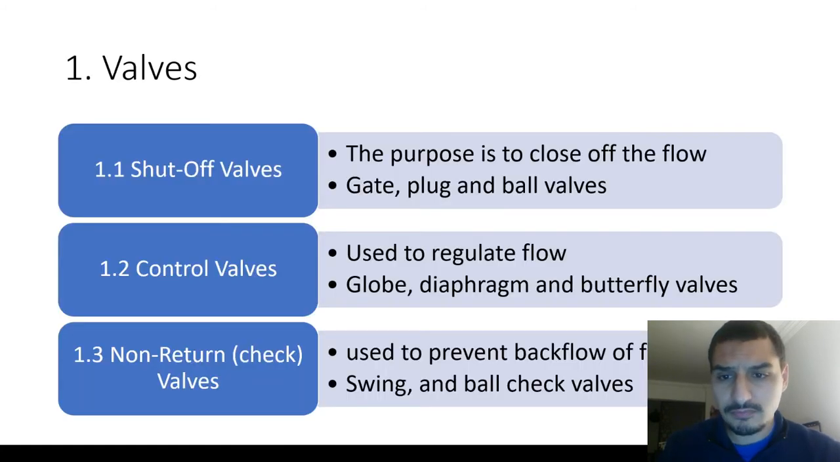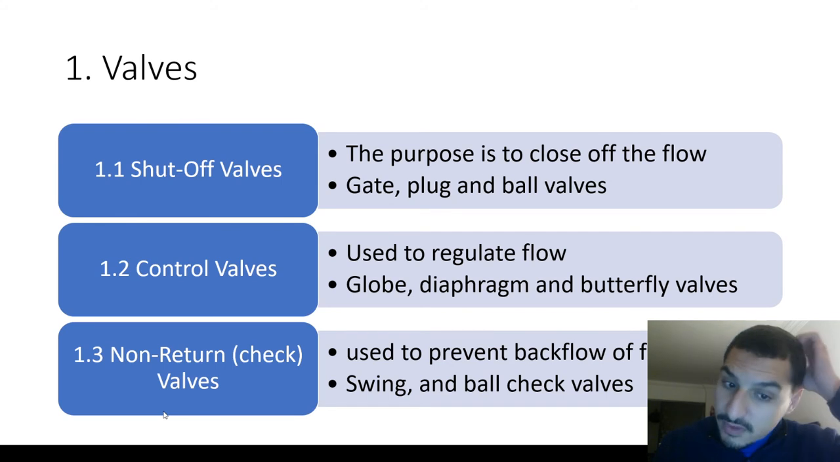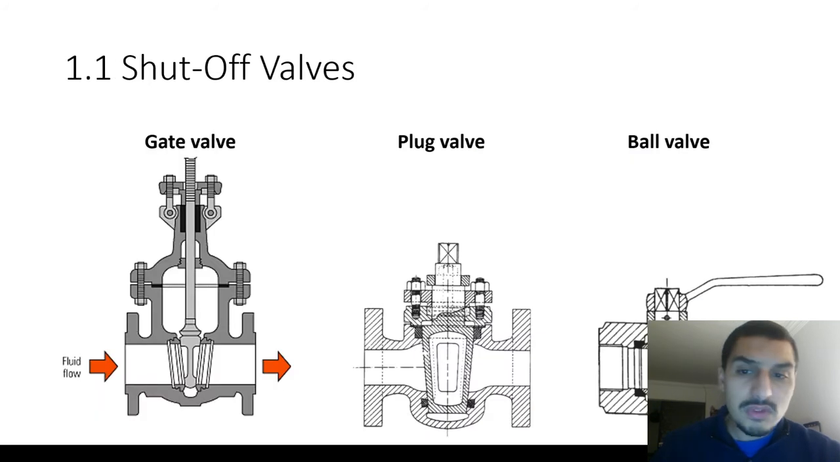So there are many types of valves. There are valves that we call the shutoff valves, whose function is to open and close the flow. The second is the control valve, which is used to regulate the flow. It allows half the flow, 3/4 of the flow, 60-70% of the flow to pass, and this is controllable. And there are non-return or check valves, and they are designed to prevent the backflow. We will see some types of each of them.